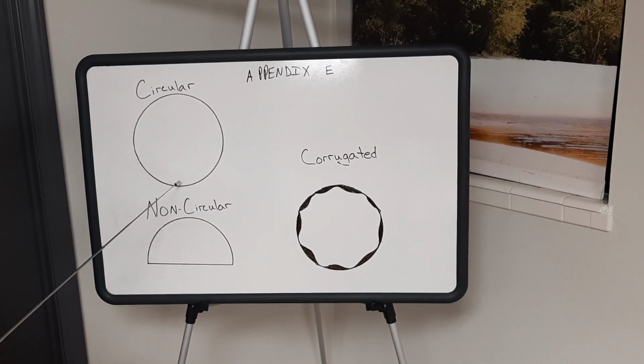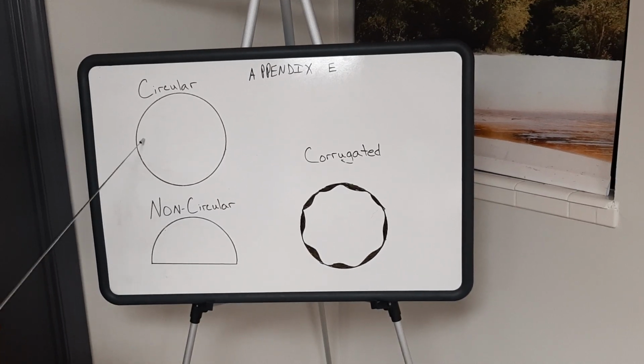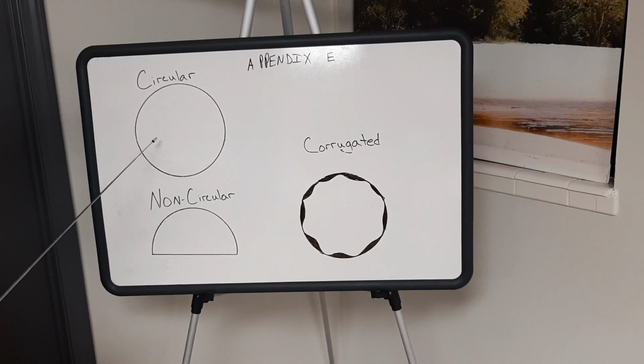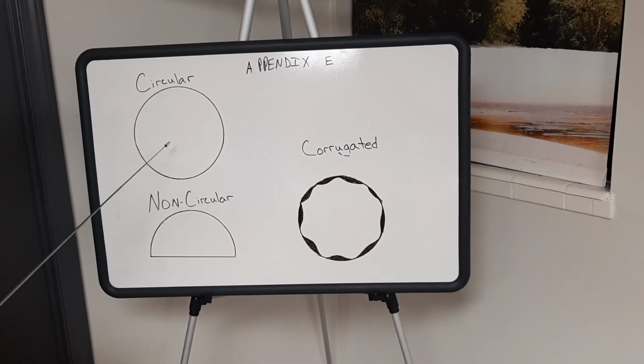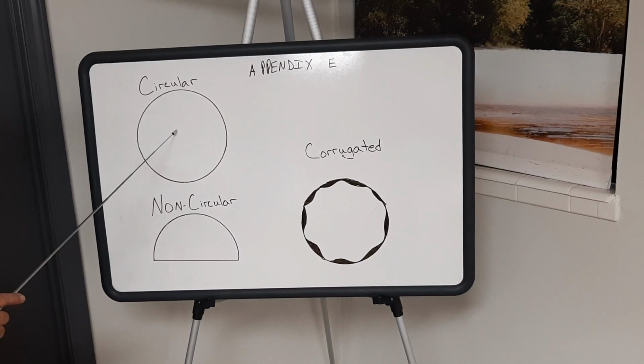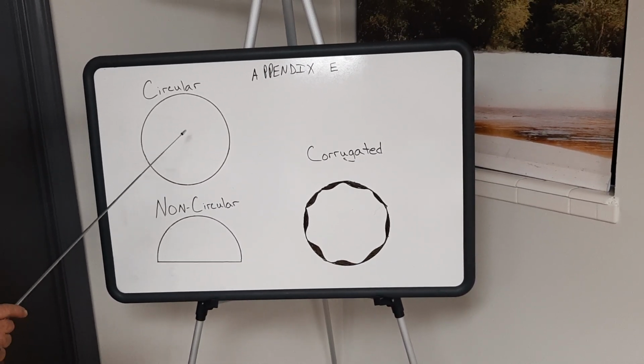You're going to start from the clock position 6 to 12 and 3 to 9. Measure both directions, add them together, and divide by 2. And that will give you your inside pipe diameter for a circular pipe. Circular pipe is the pipe that we deal with more commonly.